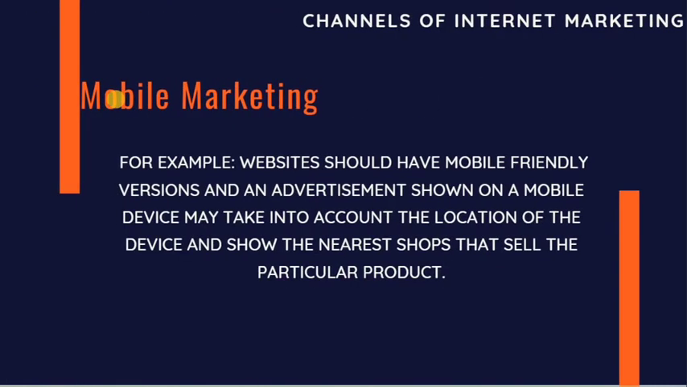For example, websites should have mobile-friendly versions, and so should an advertisement shown on a mobile device. You may take into account the location of the device and show the nearest shops that sell the particular product. So you can make your advert like a mobile app. Like if you have a website, you can make a mobile app.